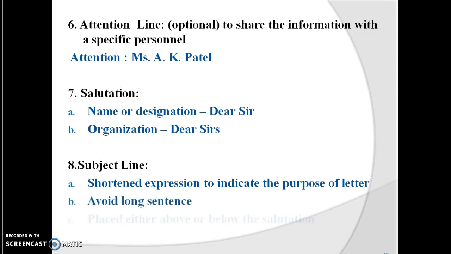And third, most important, a subject line is placed either above or below the salutation. Now let me tell you when it is written below the salutation. It is written below the salutation when the letter has an attention line. If the letter doesn't have an attention line, the subject line will be written above the salutation.